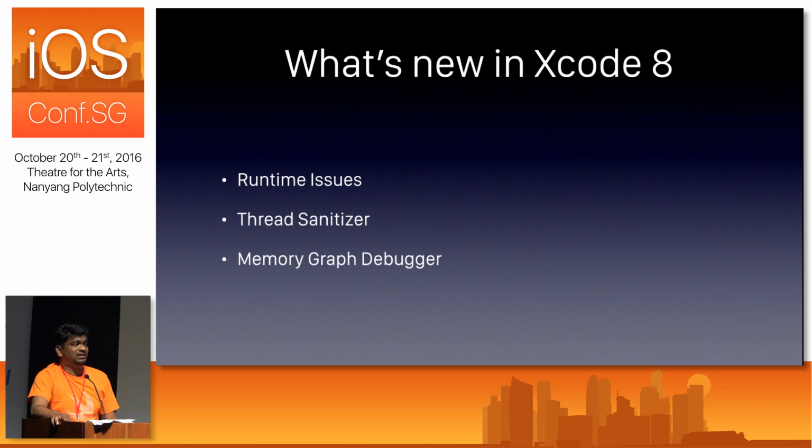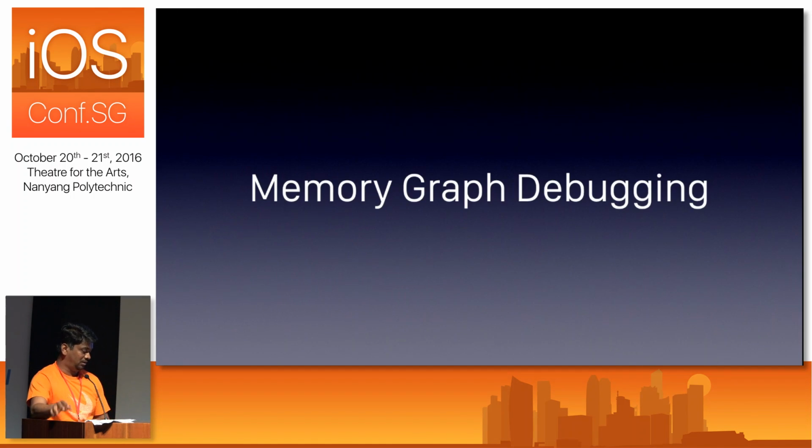Next is Thread Sanitizer, which I haven't used yet. I may or may not use it in the future. I don't know. If possible, I try to avoid using threads directly anyway. Memory graph debugger, that is a very, very interesting addition, which is what I'm going to talk about now.